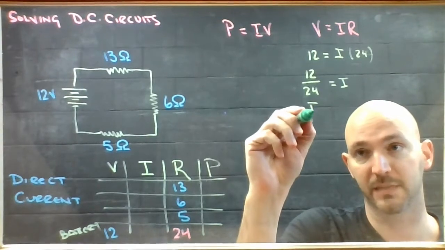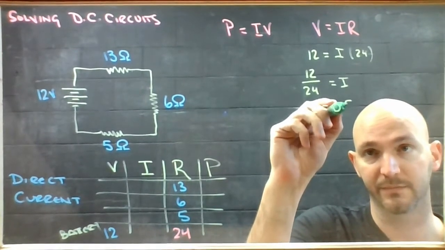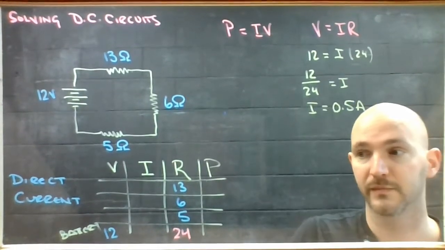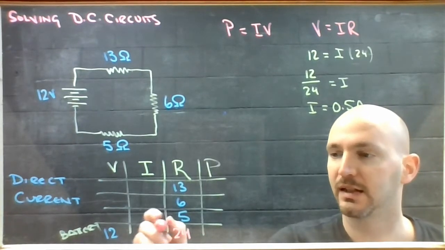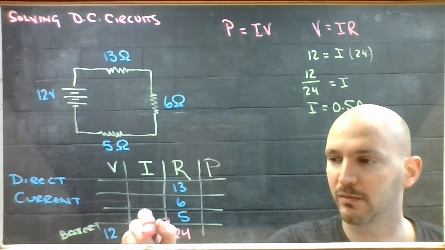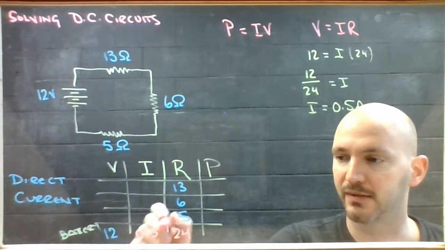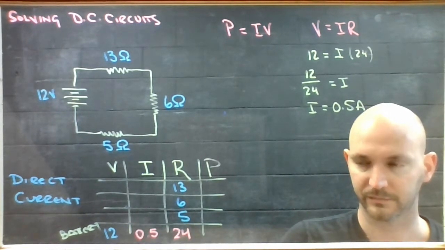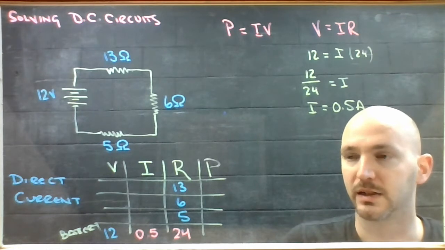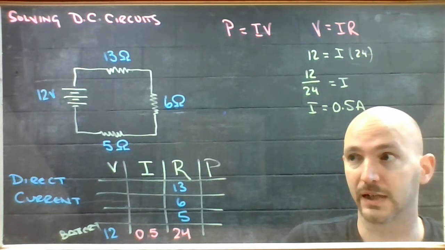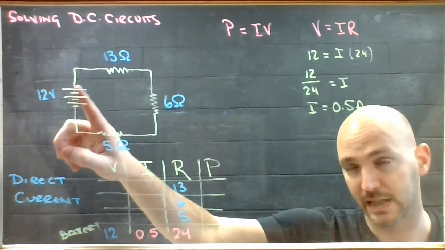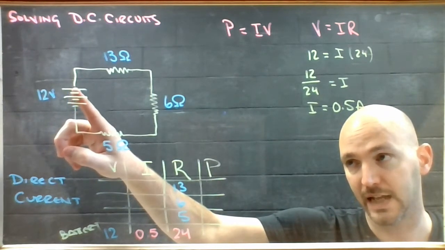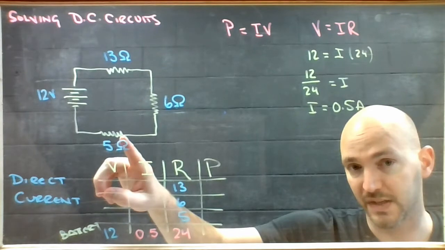And that ends up being 0.5. Alright, so I can put that in here then, 0.5 amps. Alright, now here's where you have to do a little bit of thinking. If half an amp is coming out of this battery, then that half amp goes through this resistor.